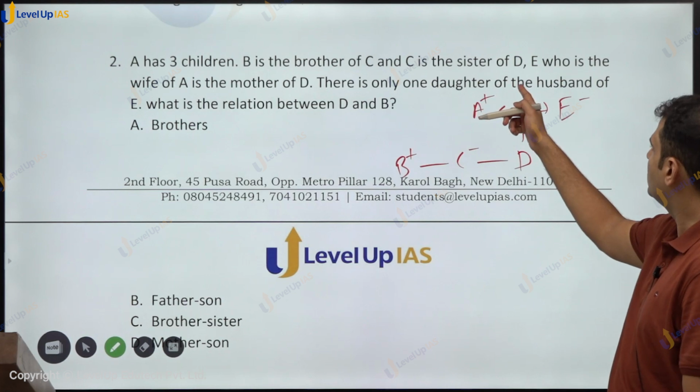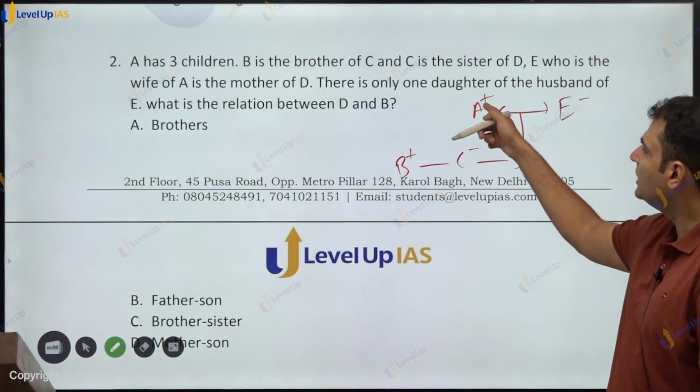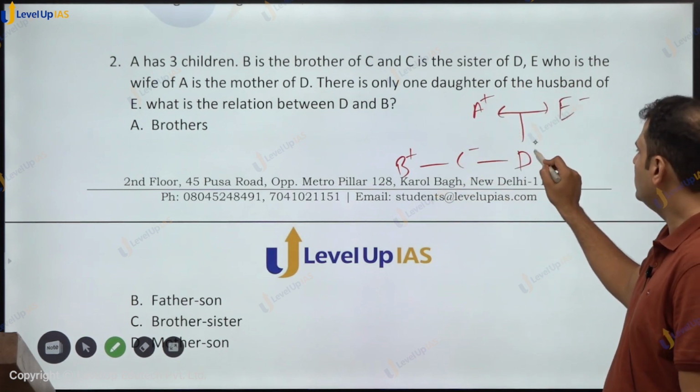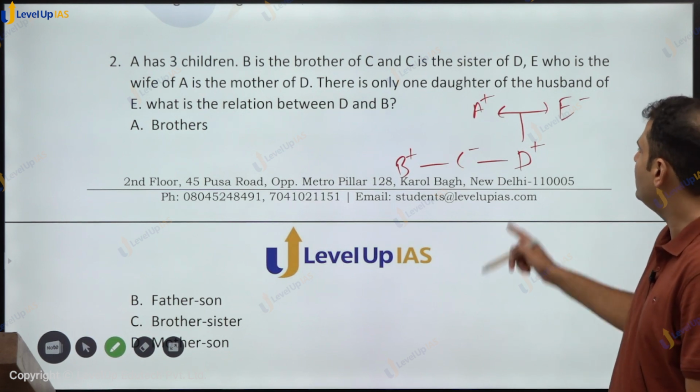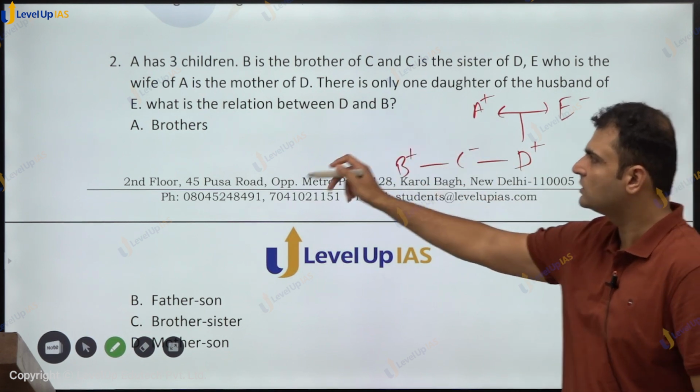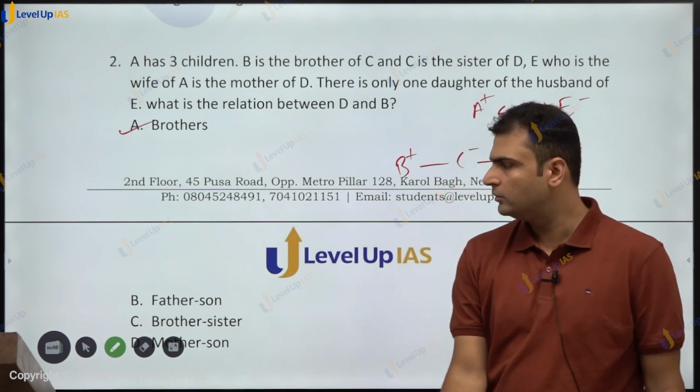There is only one daughter of the husband of E. Husband of E has only one daughter, which is C. So this becomes a male. What is the relation between D and B? D and B will be brothers. Simple.